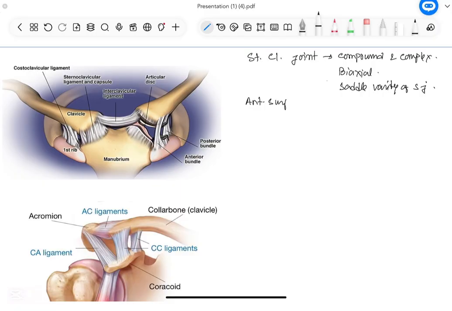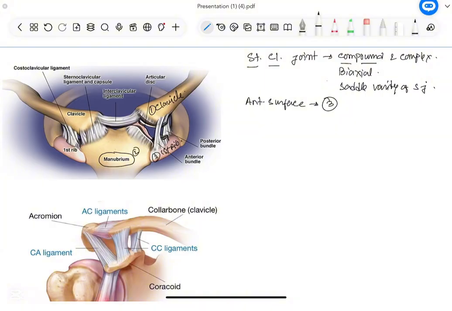Now what are the articular surfaces here? The name is sternoclavicular joint, so in our mind it will come that there should be the sternum and clavicle, but very interestingly there are three articular surfaces. That's why we gave it the name compound type of joint. So let's see. First of all, this is the clavicle, this is the manubrium of the sternum, and this is the first rib, the costal cartilage. So all three are here making this sternoclavicular joint.